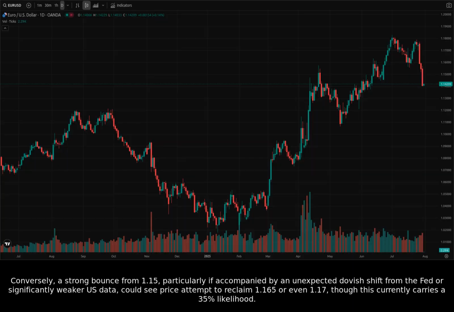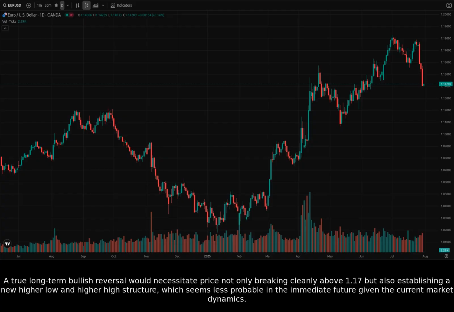Conversely, a strong bounce from 1.15, particularly if accompanied by an unexpected dovish shift from the Fed or significantly weaker U.S. data, could see price attempt to reclaim 1.165 or even 1.17, though this currently carries a 35% likelihood. A true long-term bullish reversal would necessitate price not only breaking cleanly above 1.17, but also establishing a new higher low and higher high structure, which seems less probable in the immediate future given the current market dynamics.